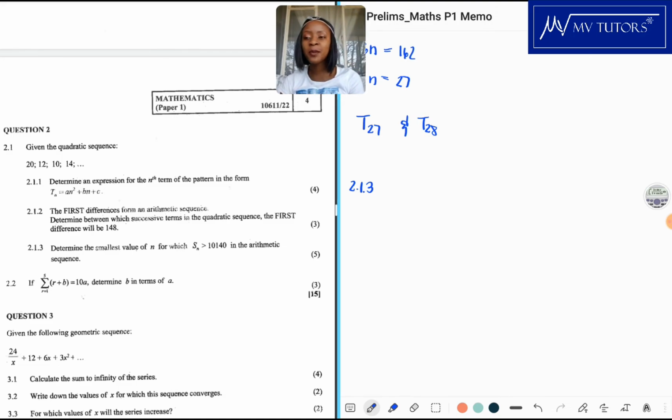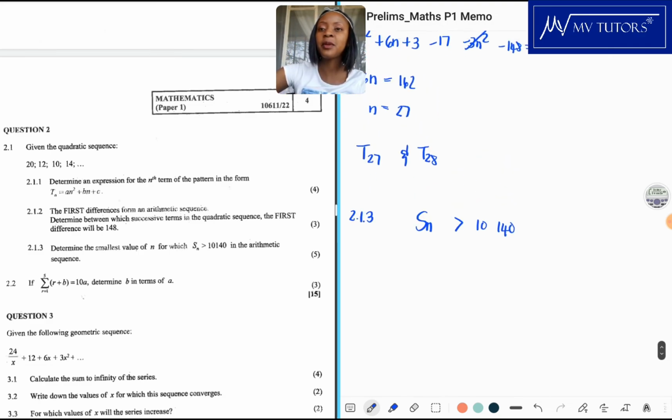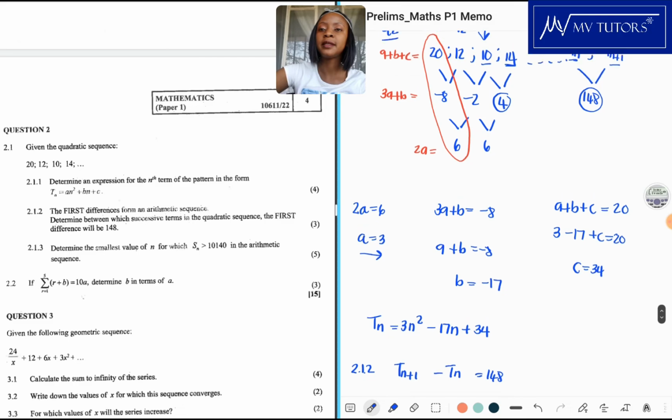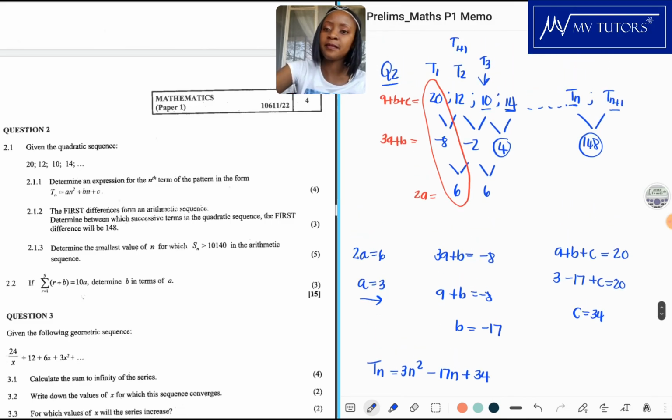2.1.3. Now it says determine the smallest value of n for which the sum of the arithmetic sequence is bigger than 10,140. So now the sum formula, remember the first difference is our arithmetic sequence, but in this case it would be a series.